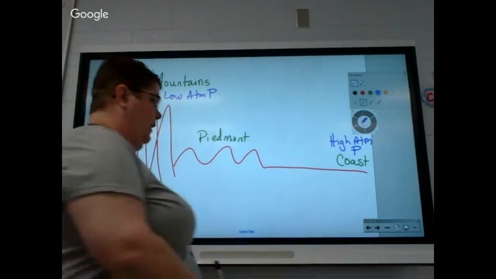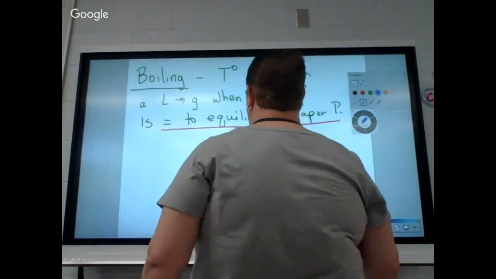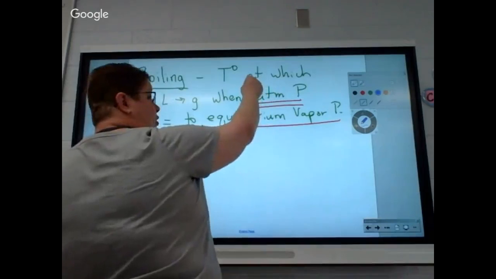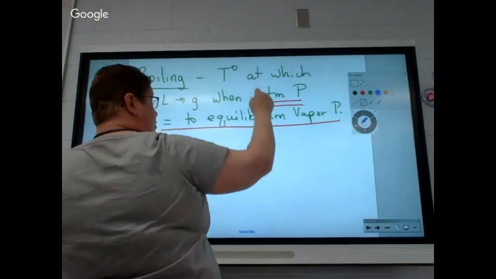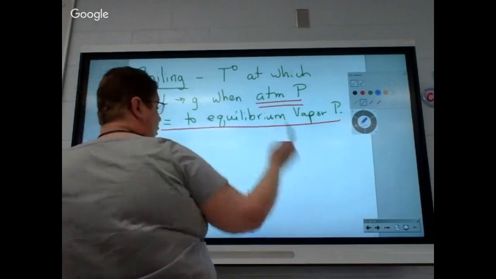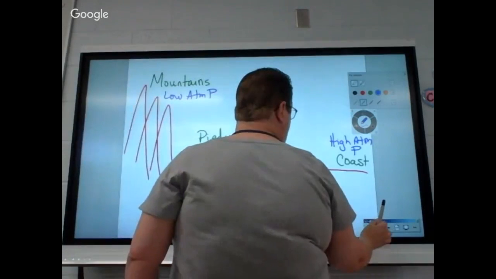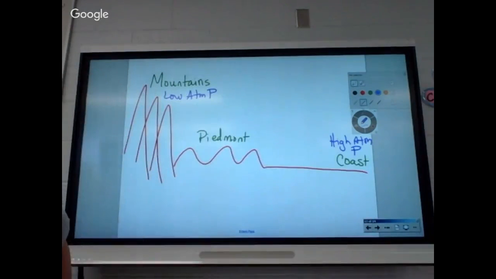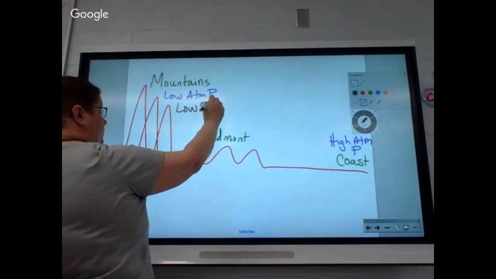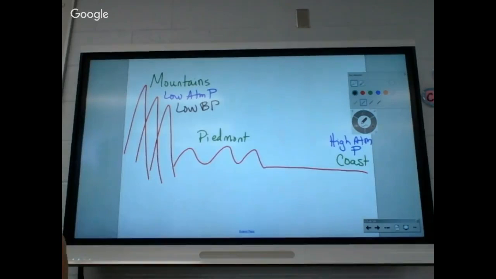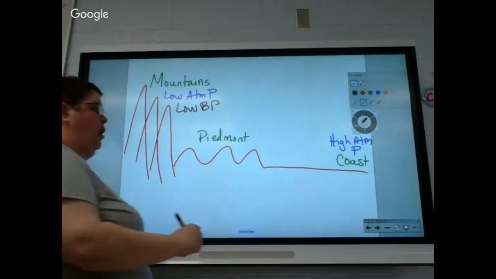The mountains. All right, hold on, since we're all guessing all over the map. Atmospheric pressure has to equal equilibrium vapor pressure to boil, right? So boiling point is based on equilibrium vapor pressure and atmospheric pressure. Where is low atmospheric pressure? So what does that tell you about your boiling point? That's right. Wherever you have low atmospheric pressure, you have a low boiling point. So where you have high atmospheric pressure, you have a higher boiling point.